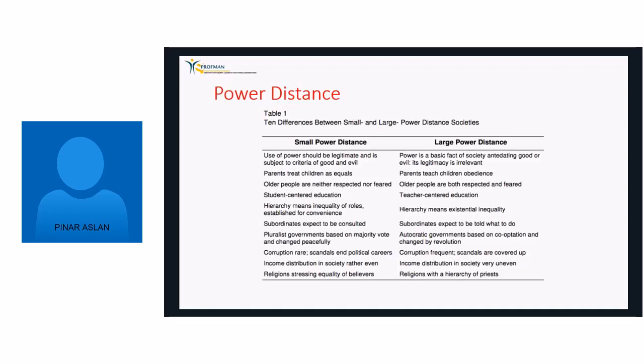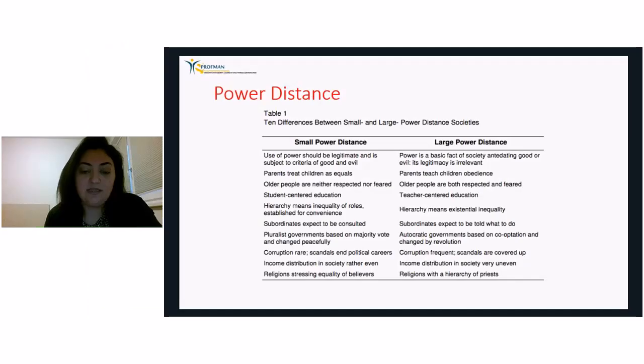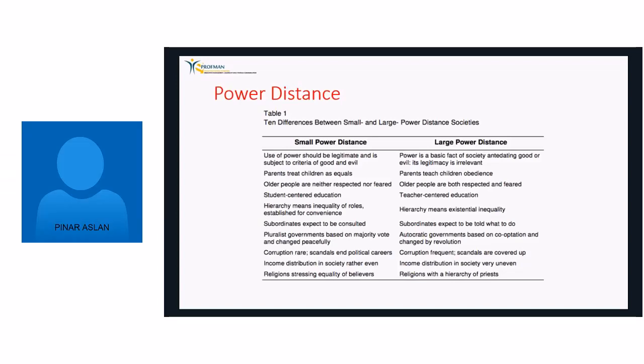In a small power distance society, income distribution is rather even and acceptable. In a large power distance society, income distribution is very uneven. And let's have a look at the last one, that is religions. Religion stressing equality of believers in small power distance societies, and in large power distance societies, religions with a hierarchy of priests. And that's the first dimension I'd like to mention. You cannot say my society is small power distance or large power distance. It may change. It may be rather small power or rather large power. So it doesn't have to be 100% small power distance. And I hope it is not like that.